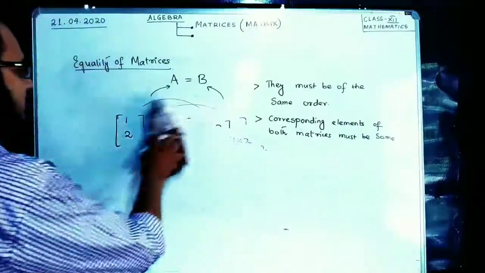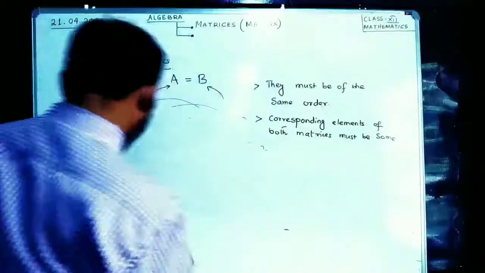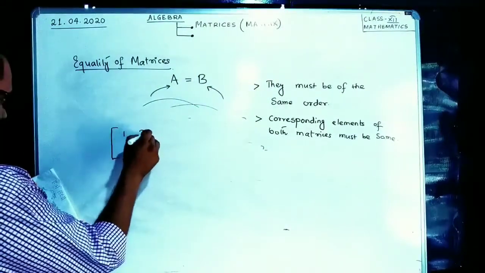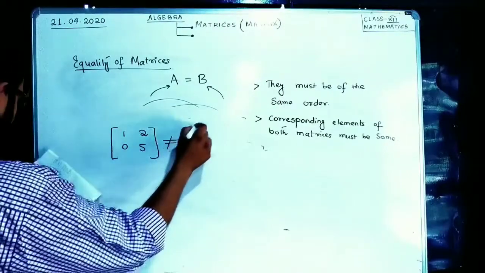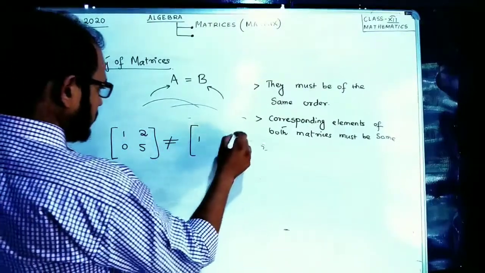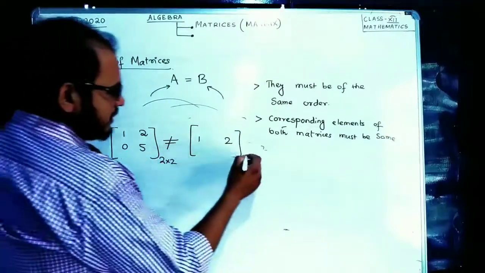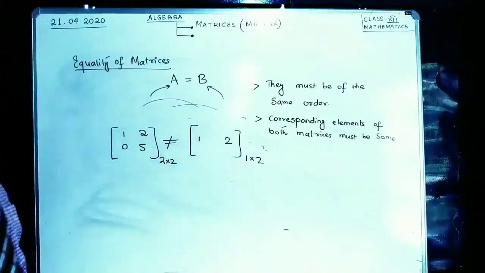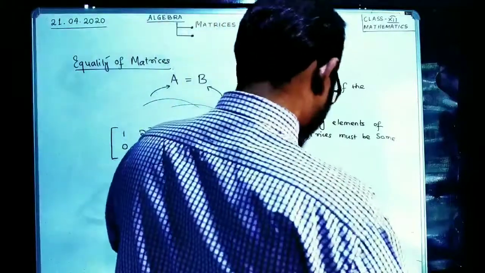In a similar fashion, these two matrices cannot be said to be equal. 1 2 0 5 is not equal to 1 2. The reason is that this is a 2 by 2 matrix and this is a 1 by 2 matrix. See, the order is not the same. So this is the condition of equality of matrices, and we will be solving some problems.